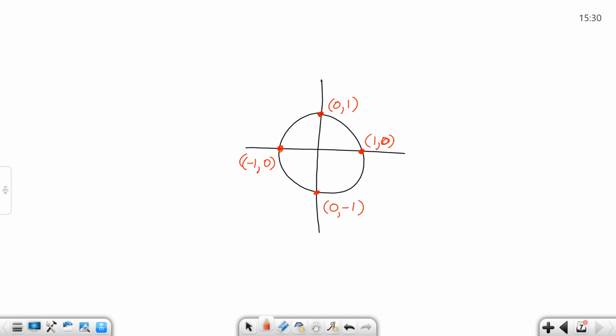Now, I want to talk about what happens at these angles. Of course, this is the angle 0. This is the angle 90, which is pi over 2. This is the angle 180, which is pi, and this is the angle 270, which is 3 pi over 2.